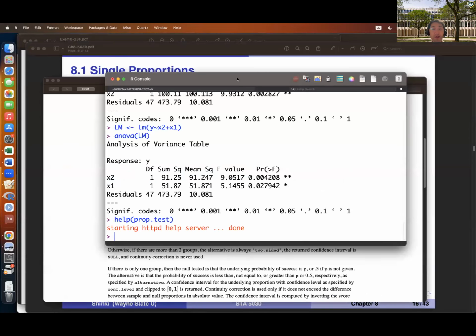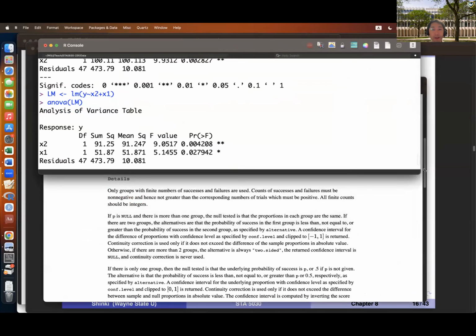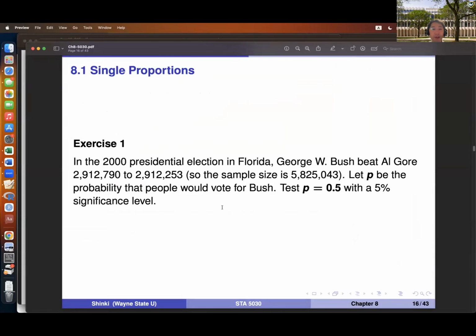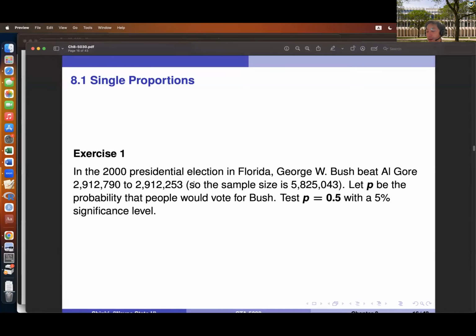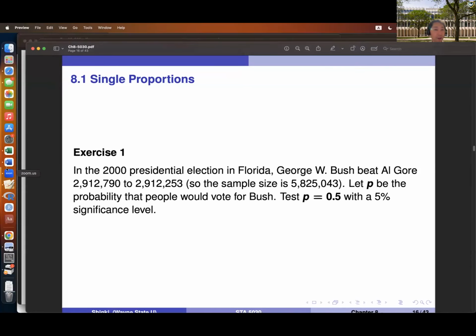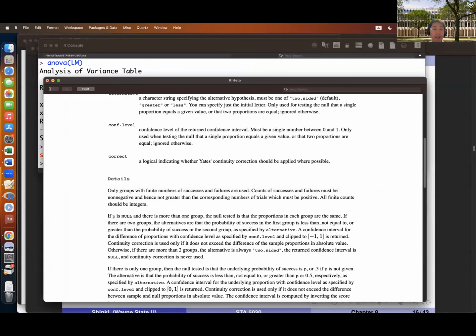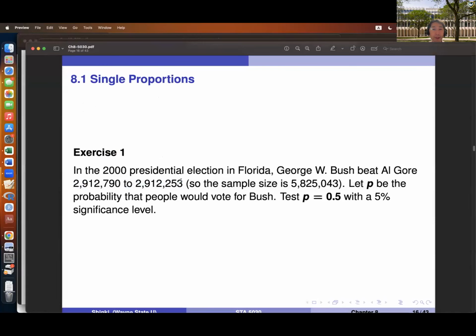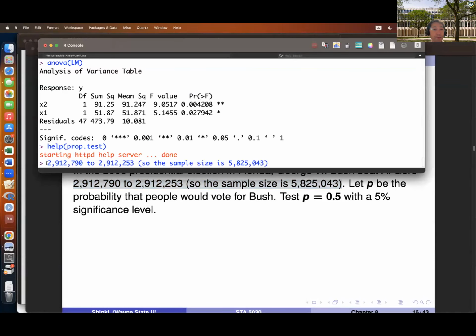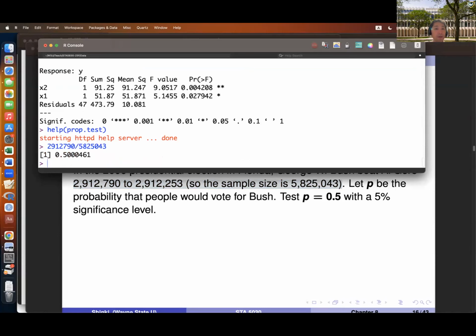So we have the R language here. Since this has a very large number, we have to use the prop.test procedure. At first, we have two numbers, the sample size. Maybe we calculate the percentage for Bush first, the sample proportion. The sample proportion is 50.0046%.